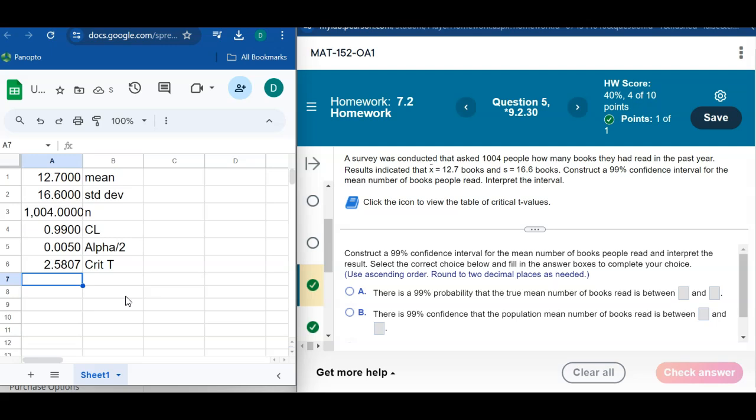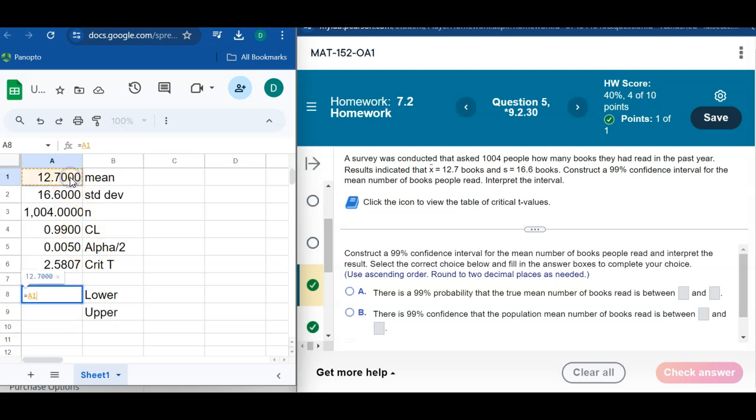Now I have everything I need to compute the lower and upper number for the calculation. So I'm going to write lower and upper. The lower number equals the sample mean, minus the critical value times standard deviation divided by the square root, SQRT, of the sample size. That's what it always is. It's the sample mean minus the margin of error. The margin of error is that critical t times your standard deviation divided by the square root of your sample size. That's always your margin of error. So there's my lower number.